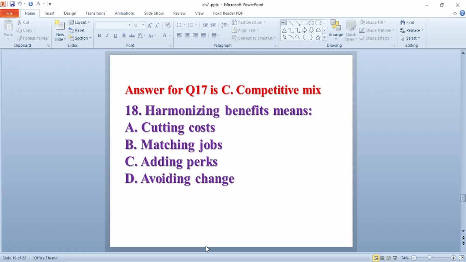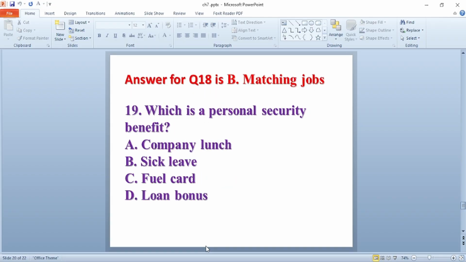Question number 18. Harmonizing benefits means dash. A. Cutting costs, B. Matching jobs, C. Adding perks, D. Avoiding change. The answer for this question is B. Matching jobs.